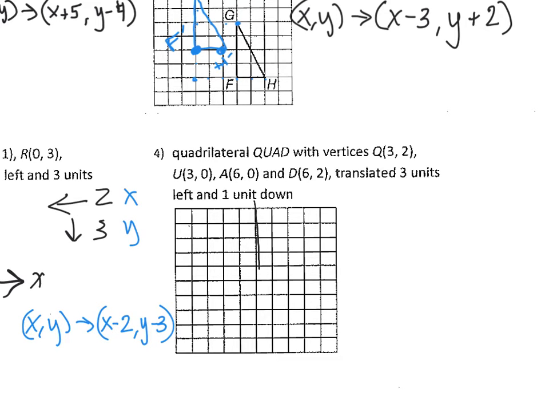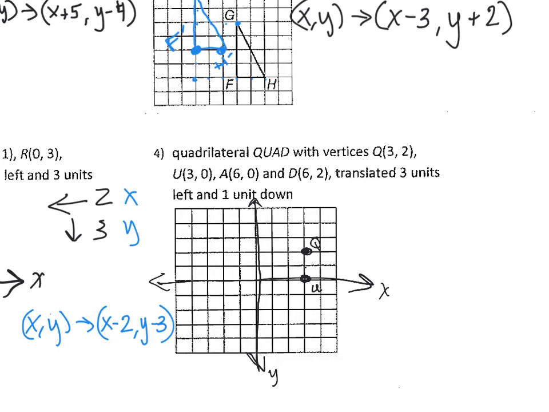Last one, number 4. Let's go ahead and make our own grid here. Okay, so I've got y, this is my x. So quad with vertices at 3, 2. So 1, 2, 3, up 2. So that's Q. U is at 3, 0. And that's U. A is at 6, 0.